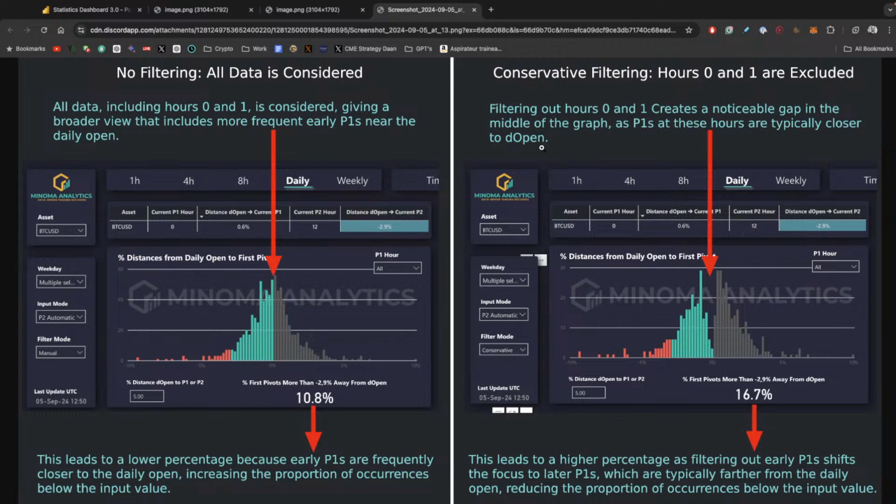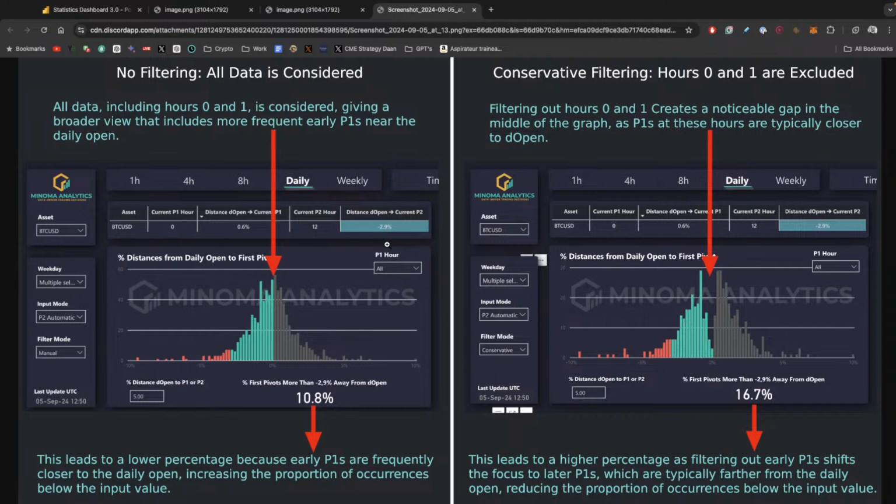We know this already. So filtering out hour 0 and 1 creates a notable gap in the middle of the graph, as P1s at these hours are typically close to daily open. You can see the difference here: all these days that put in P1 this close to daily open are suddenly all gone because they happen at hour 0 and 1. The result is a higher percentage, because filtering out early P1s shifts the focus to later P1s, which are typically further from the daily open, reducing the proportion of occurrences below the input value.